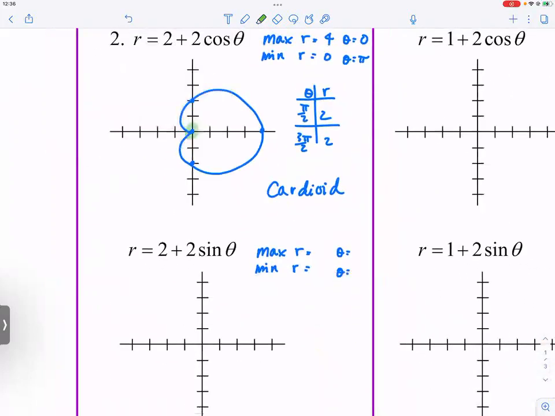And then in contrast, when we look at sine theta, we say, hey, what's the maximum R value? Well, it'll still be 4, but it is 4 when theta is equal to pi over 2. And the R value will be 0 when theta is equal to 3 pi over 2. Okay. And other theta values that are worth mentioning here would be 0 and pi, because sine 0 is 0, so the R value is 2. Sine pi is also 0, so 2 plus 0 will be 2. So you have these 2 points here.